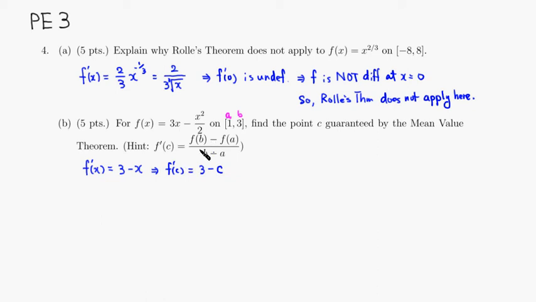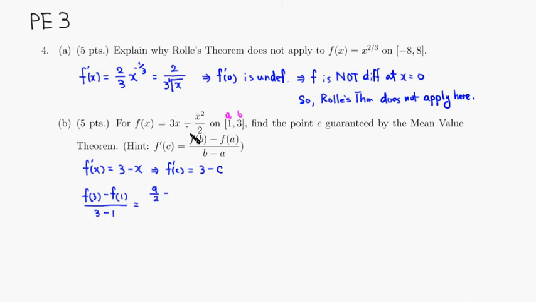Then let's compute the right hand side. The right hand side is going to be f of b, in this case f of 3, minus f of 1, all over 3 minus 1. Let's compute f of 3. So 3 times 3 is 9, minus 3 squared over 2, which is 9 over 2. So 9 minus 9 over 2 is 9 over 2.